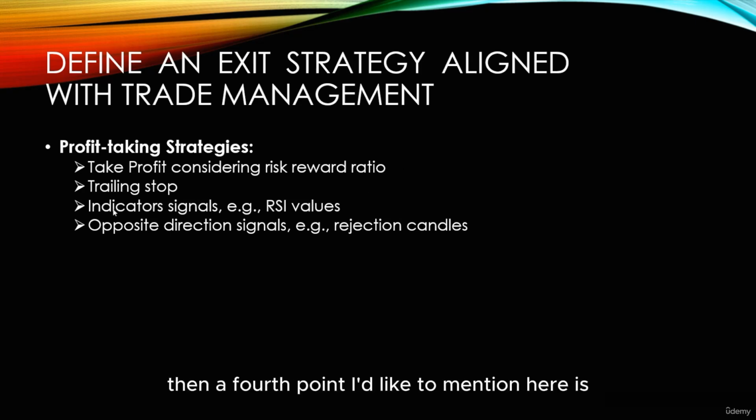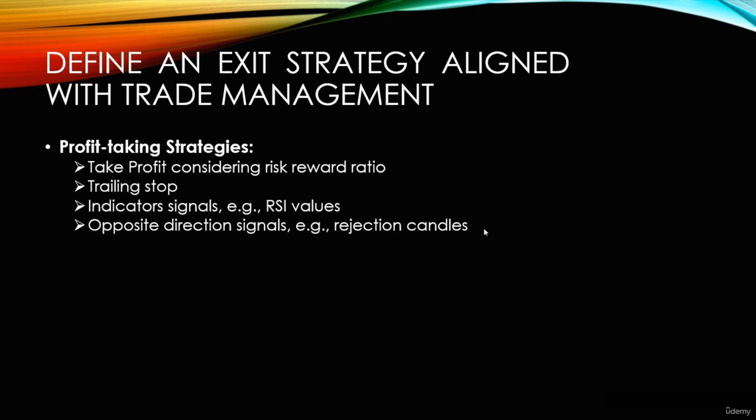Then a fourth point I'd like to mention here is exiting the market when you have opposite direction signals. So if you have a rejection candle, for example, in the opposite direction of how the market is trending now, then this is a good signal to avoid the retracement and decreasing your profits. So in order to maximize your profits, if any of these signals is on the market, you can exit the market.